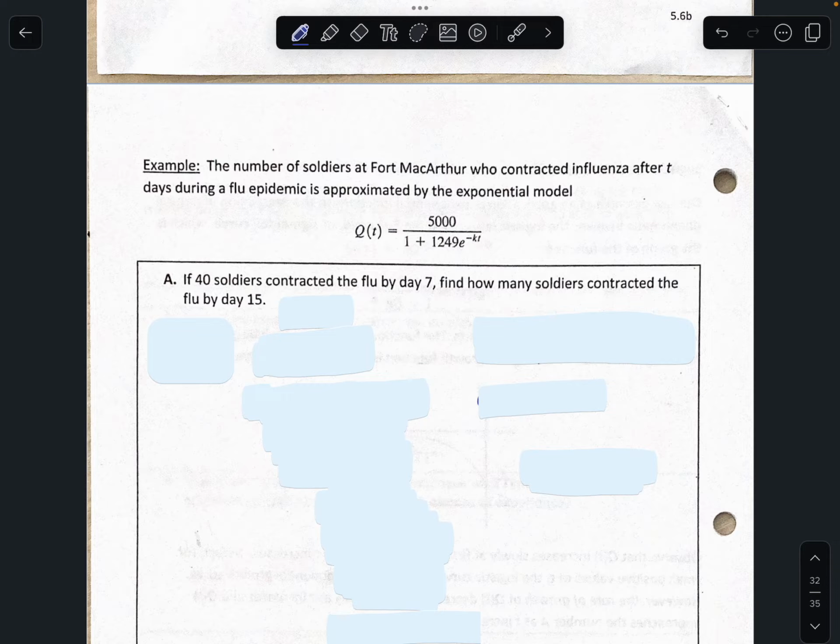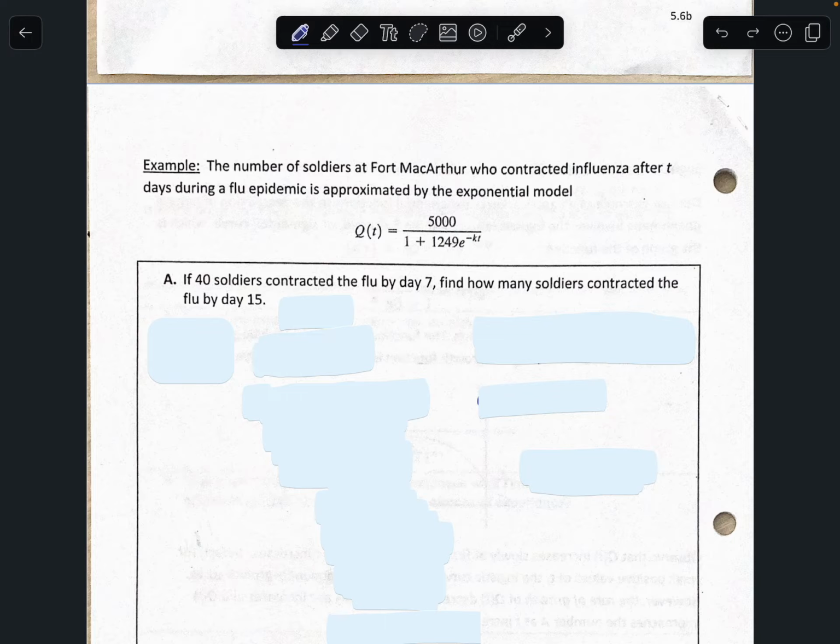Okay, so starting with this example, the number of soldiers at Fort MacArthur who contracted influenza after t days during a flu epidemic is approximated by the exponential model. So I am providing this function for you. This is what a logistic growth function looks like. Part A, if 40 soldiers contracted the flu by day 7, find how many soldiers contracted the flu by day 15. So this is a logistic growth function, because during a surge of an epidemic, there's going to be a lot of people getting sick.